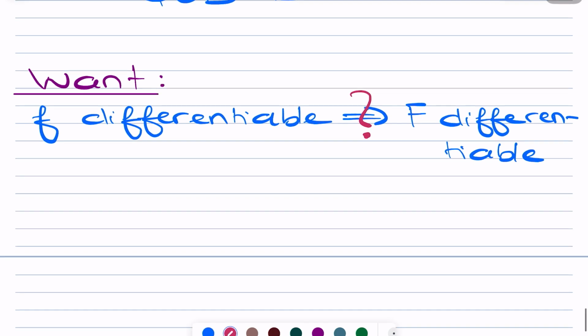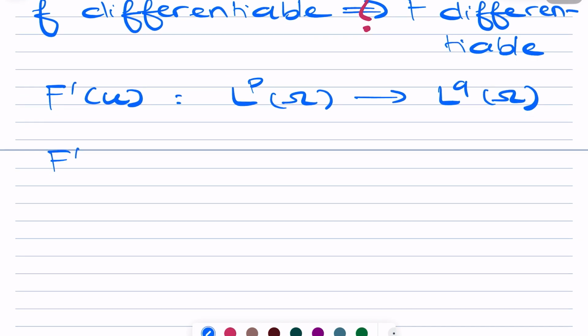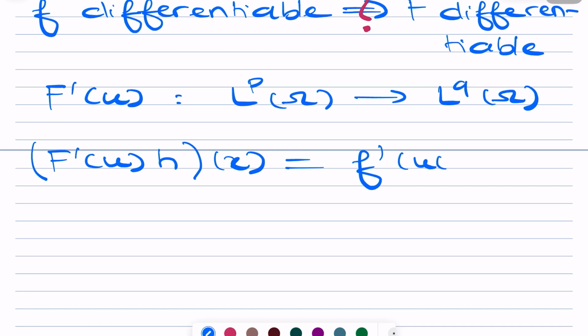And ideally with pointwise derivative, in the sense that f prime of u, which will be defined from Lp of omega into Lq of omega, should be defined such that f prime of u applied to h at x should be equal to, you want the pointwise thing, so this should be f prime of u of x times h of x. But this actually doesn't hold in general.